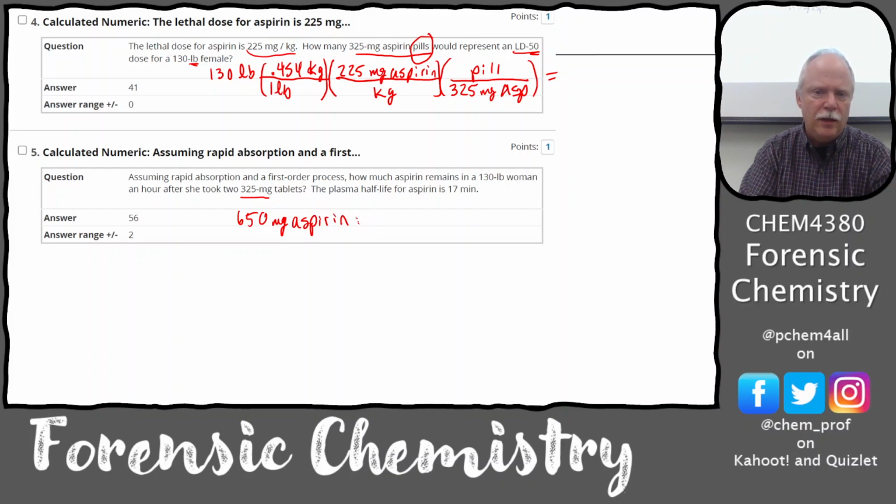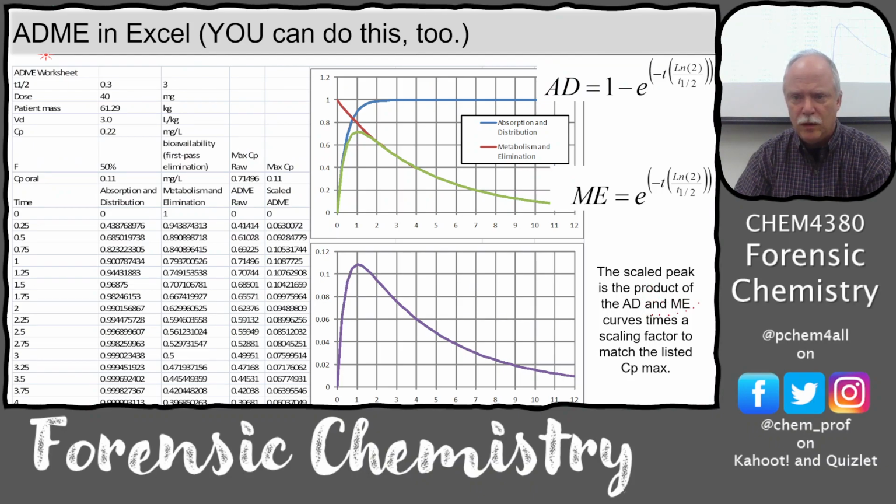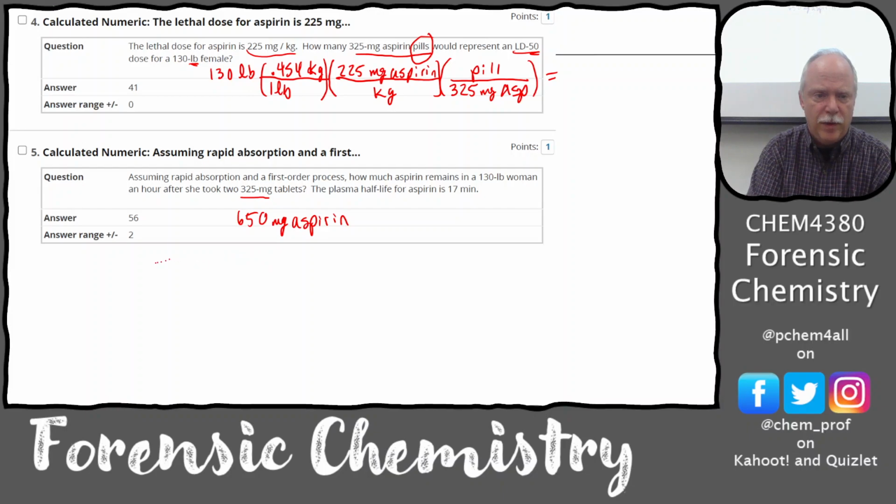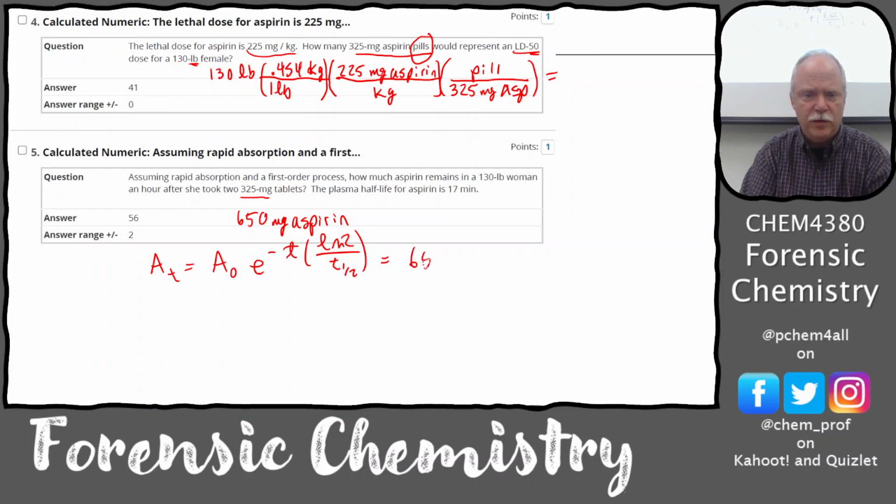Okay. And then we're going to use this first order kinetics equation, which is on the previous slide here. So here's the equation, and it's going to be that times this amount. So the amount at some time later is equal to the initial amount times e to the minus t times natural log of 2 over t 1/2. So that's 650 milligrams of aspirin times e to the minus, and it says after an hour. Okay, so we've got 60 minutes here, and 17 minutes here.